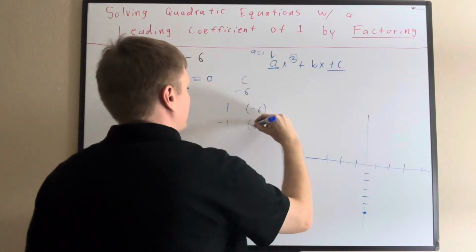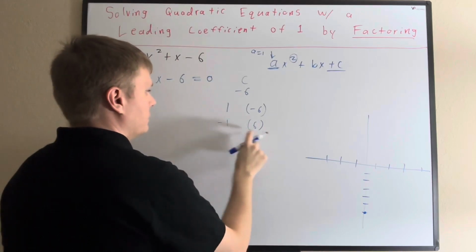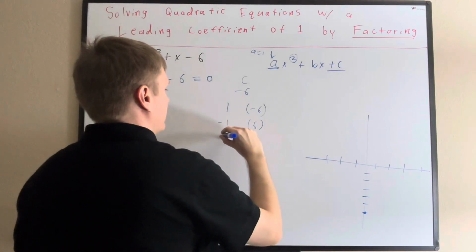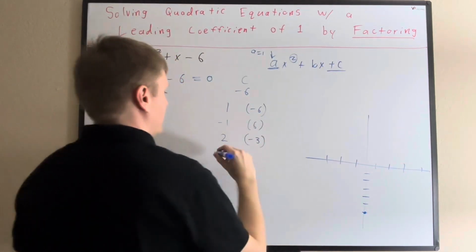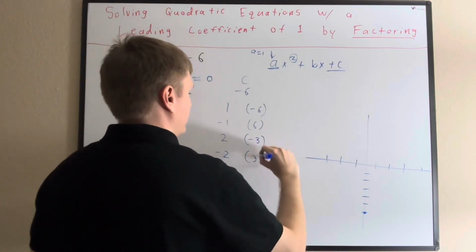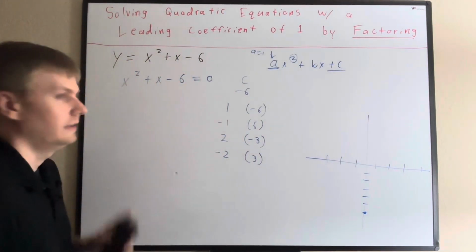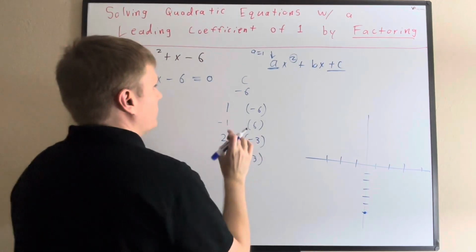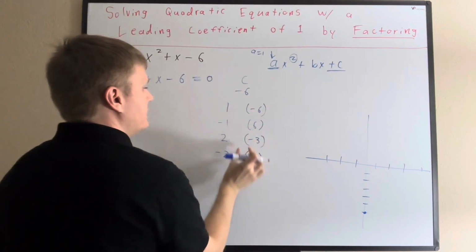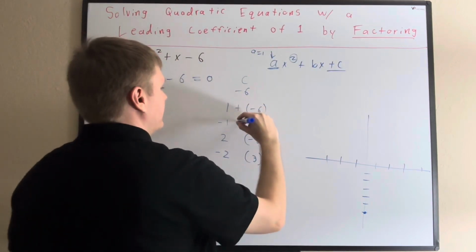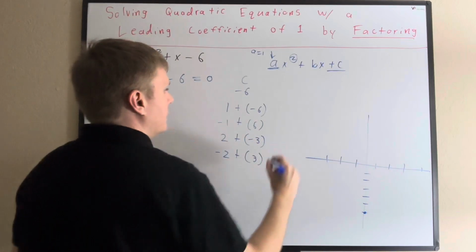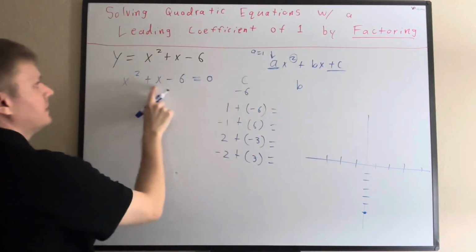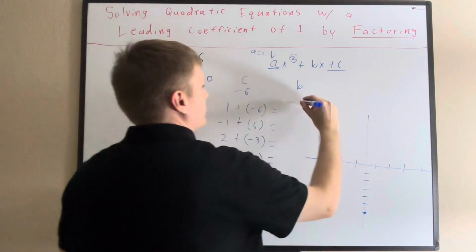Negative 1 and positive 6, that works. So negative 1 times 6 is negative 6, yeah. What else? 2 and 3. 2, negative 3. Negative 2, positive 3. Is that it? That's it. That's all of them. Now, we want the factors of negative 6 that add together to get b. What is b in this case? Positive 1. It's an understood 1.